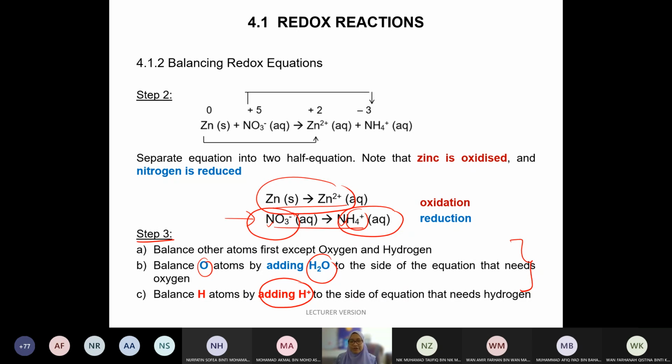Okay, you kena tambah H+. Sekejap. Ya, tadi kan kita dah tambah H2O dekat sini. You dah tambah H2O kan, so dia dah ada hydrogen. Tapi kat sini still tak ada hydrogen at all. So, how do you add in hydrogen? You kena tambah H+. Not H2O, not hydrogen gas. No. Okay, you have to add in H+. Follow the instruction, on the side that needs hydrogen, which is on the left-hand side lah kat sini.